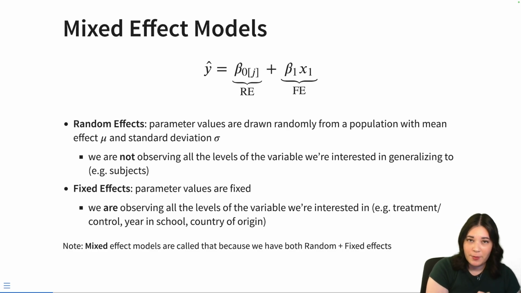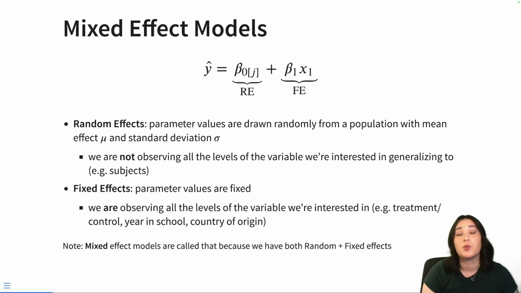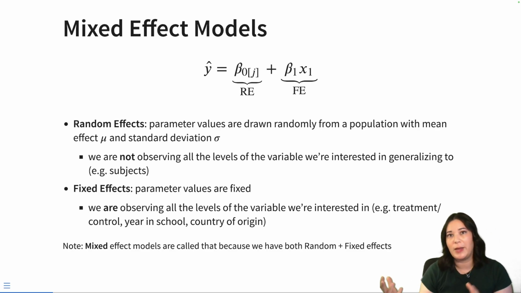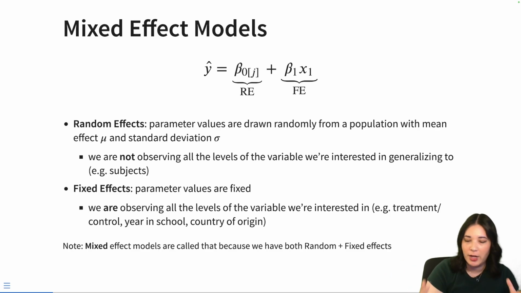Now, a random effect is essentially saying that the parameter values that we're drawing are randomly drawn from a population with some mean and some standard deviation. Essentially, if we're not observing all the levels of a variable that we're interested in generalizing to, for instance, we want to generalize to all schools and we only have a sample of 5 or 100 schools, then that's probably going to be a random effect.